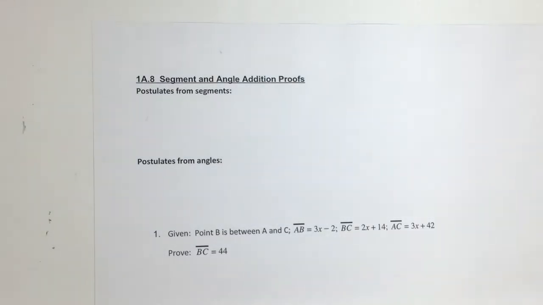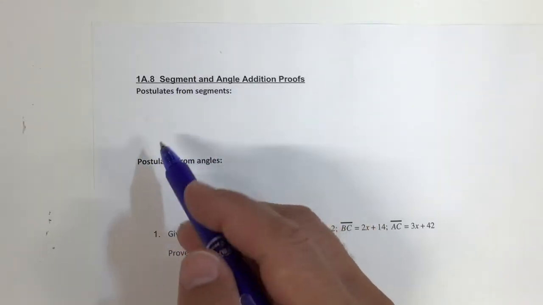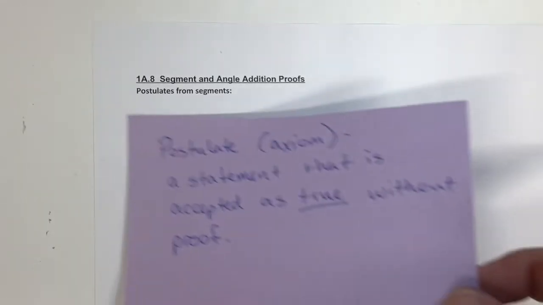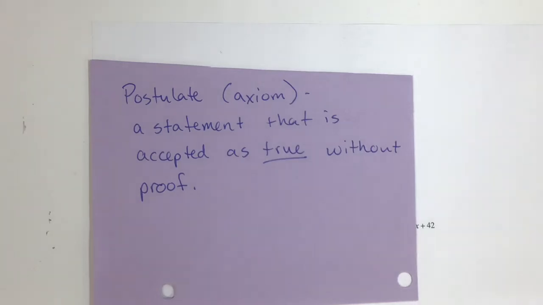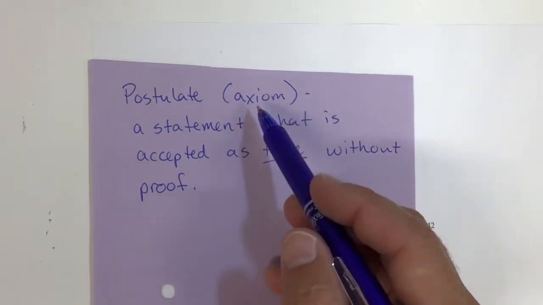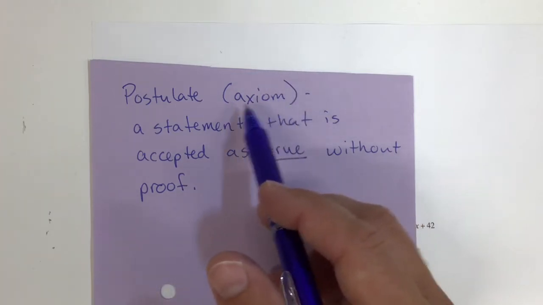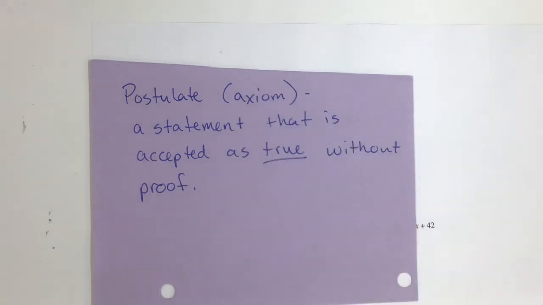When we are looking at proofs in this lesson, we're going to be talking first about some new terminology. These words are postulates. I'm going to tell you what a postulate is. You don't have to write this down, but I do want you to understand it. A postulate, sometimes called an axiom, is a statement that is accepted as true without needing to be proven. I don't have to prove this.